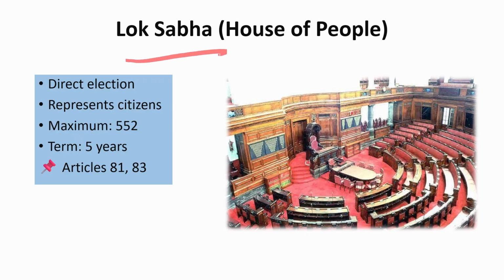Now Lok Sabha. Lok Sabha is called the House of the People because its members are directly elected by citizens, which means people can vote and choose their representatives. It has a maximum strength of 552 and its term is 5 years. All the provisions of Lok Sabha are mentioned in Article 81 and 83. So, because it is directly elected, Lok Sabha has the strongest connection with the people.